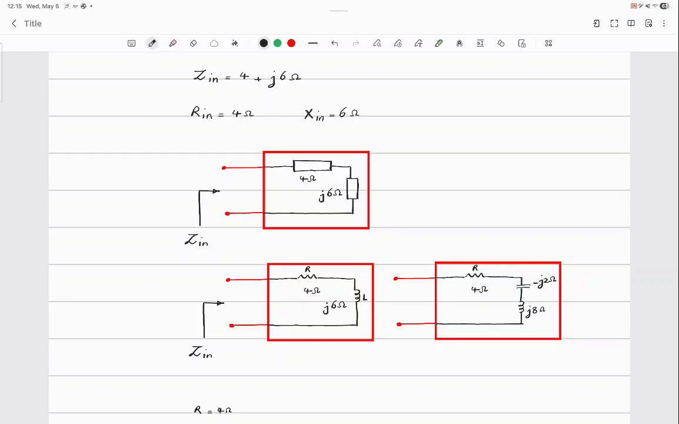Yeah. Because they are in series, how do you combine them? Add them. What is j8 minus j2? It's going to give you the same, okay? So we don't know what exactly is inside the network, but the equivalent or the input impedance is behaving like it's a resistor plus an inductor. Did that make sense to everyone? Okay?